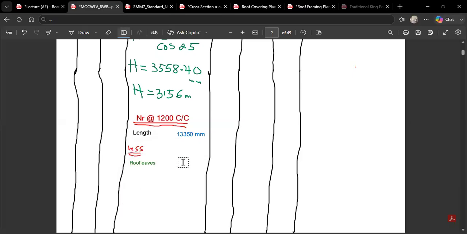So the roof eaves, we said they are 75, but you realize that they are 2. So that is going to be 2 times 75. And 2 times 75 is going to give us 150. Exactly. So finally, this is going to give us 150. That is how we are going to less from 13350.